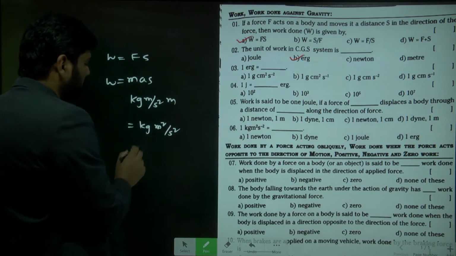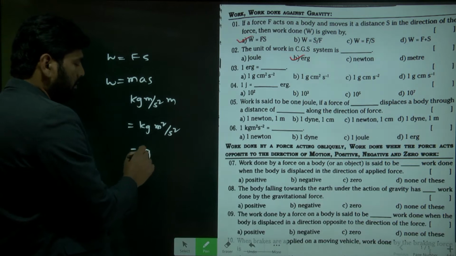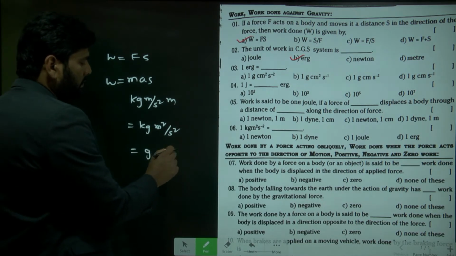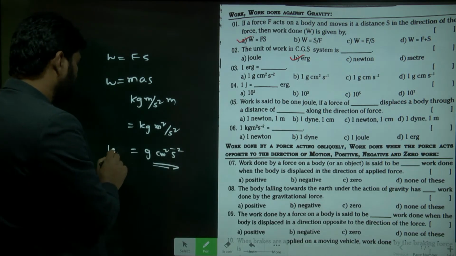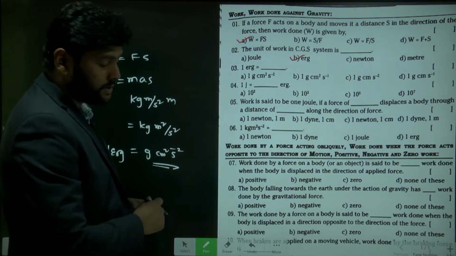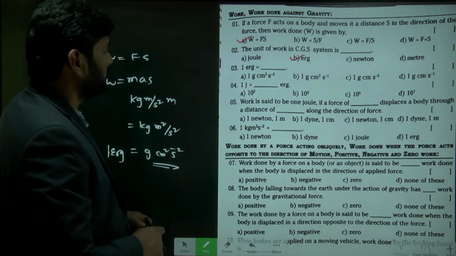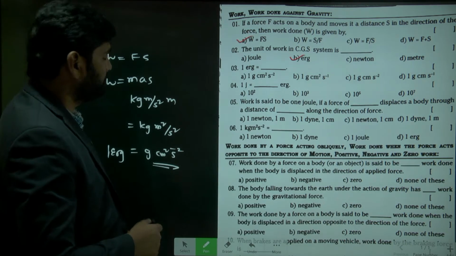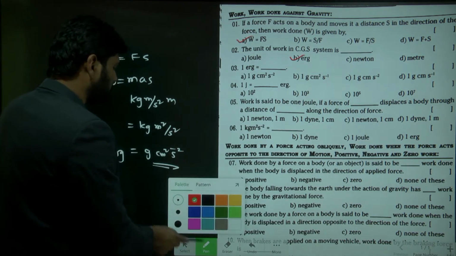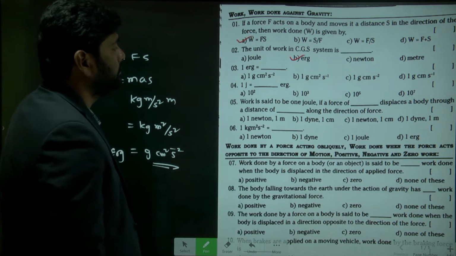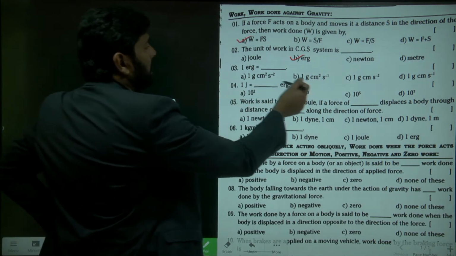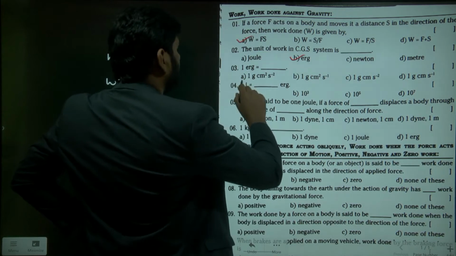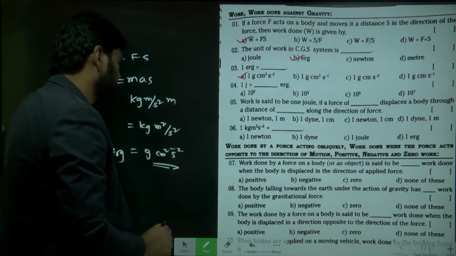In the CGS system, for kg you write gram, for meters you write centimeter square, second power minus 2. So 1 erg means gram centimeter square per second square. So what is the answer then? Option A is the right answer.